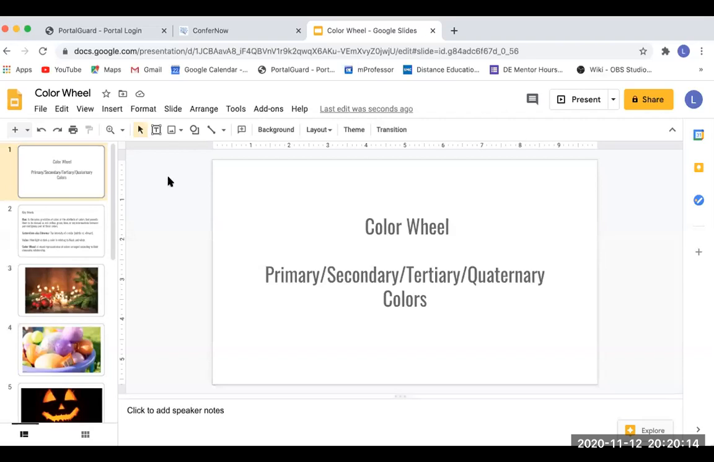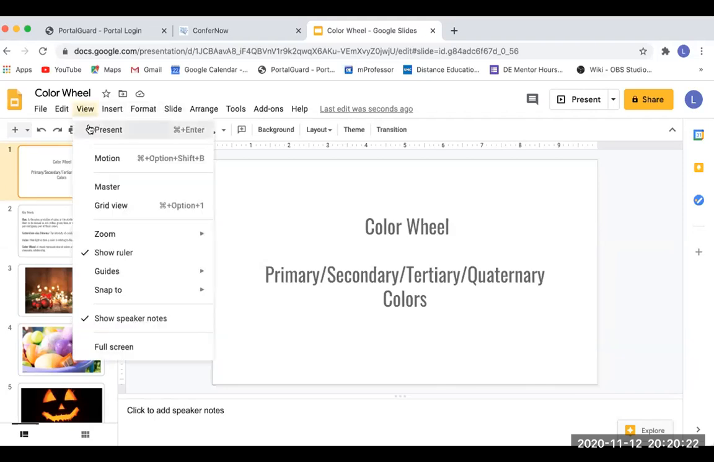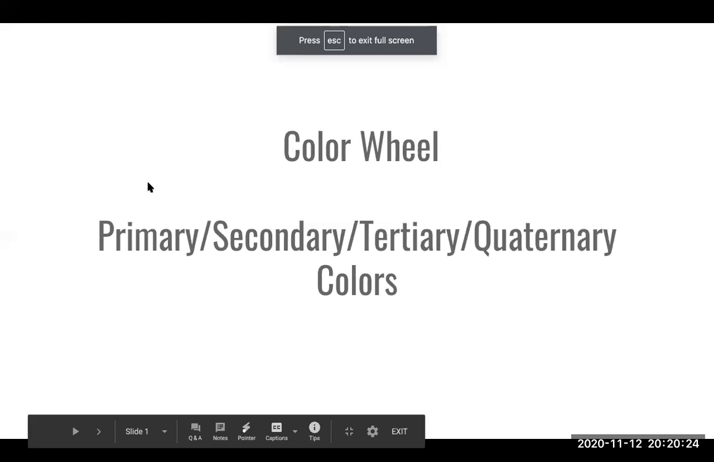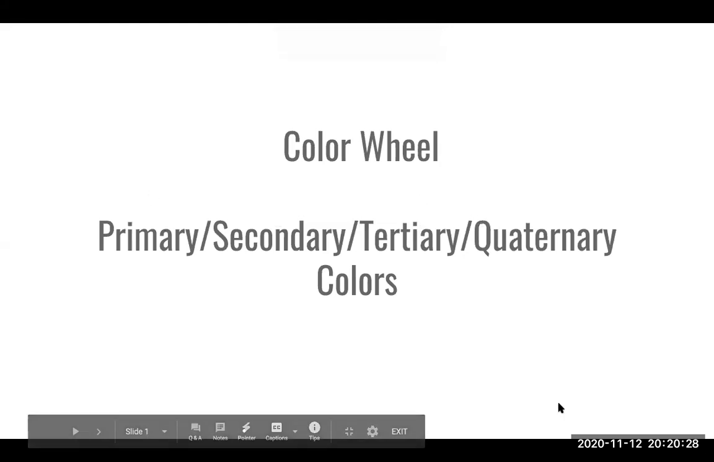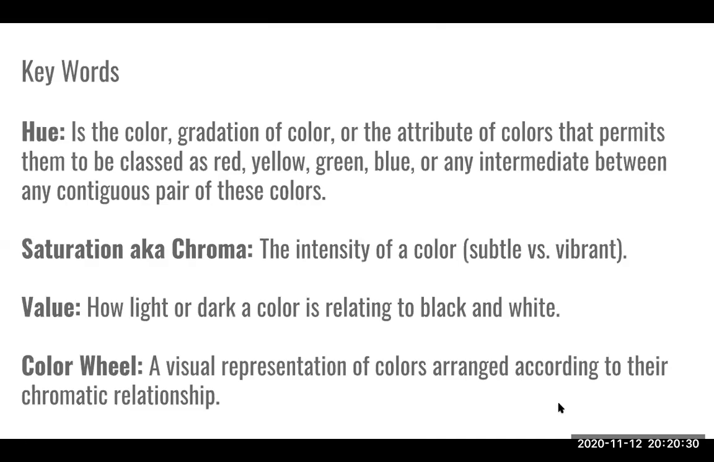Okay, so our assignment is to create a color wheel, and we definitely need to start understanding the differences between primary, secondary, tertiary, and quaternary colors.